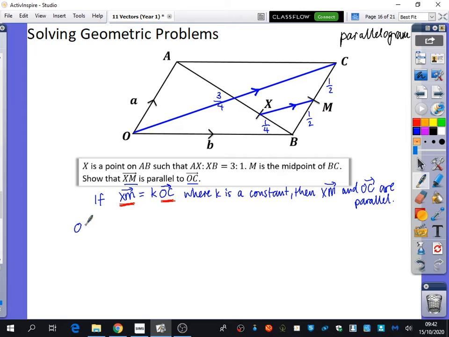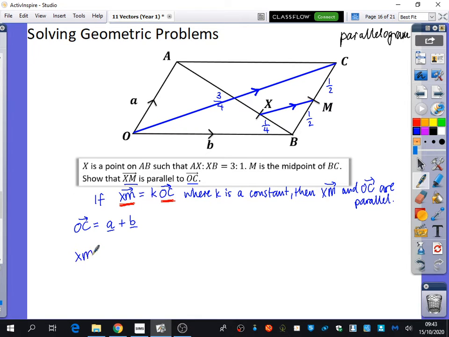So I'm going to start off by saying what OC is equal to. Ismail, what is OC equal to? Oh, it's B plus A. It is B plus A, or A plus B. It's the same thing, okay? So OC is going to be equal to A plus B. The harder one is obviously going to be what XM is going to be equal to.